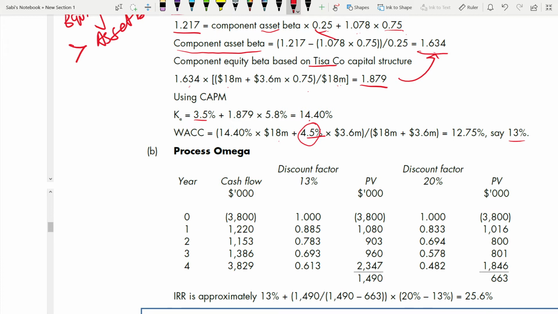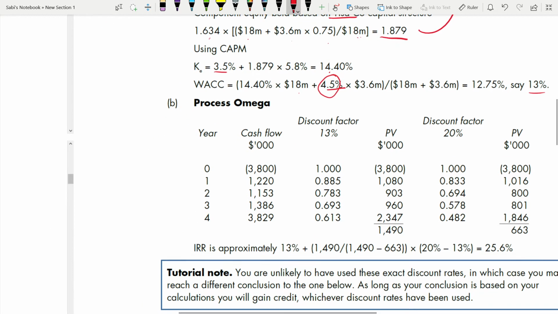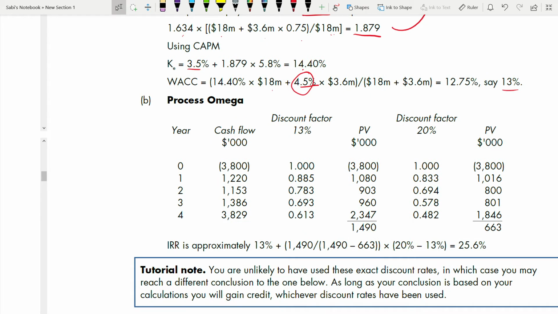So now that's what we had to find. We were supposed to find WACC, and we got 13%. So A part is done. B part, now we have to do what? You have to use IRR. How are we going to use IRR? How are we going to start? We only have to find IRR and MIRR for one project, that is Omega. For Zeta, it has been given to you. So don't go and calculate Zeta's IRR and MIRR again.